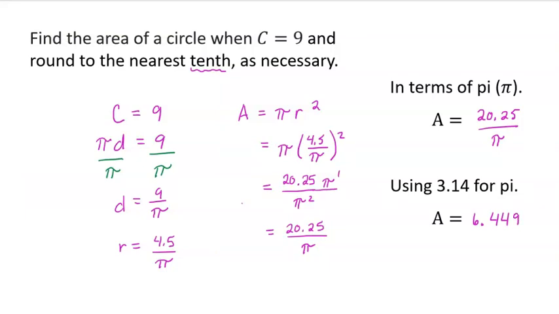6.449. It says round to the nearest tenth, so I want one number behind the decimal place. That 4 is not going to change that 4, and so this is going to go away. And because this is in units, we're going to say units squared, because they didn't say anything about what it looks like. They might also read it as 6.4 square units, so either way. And then this one here is going to be the same thing, units squared.